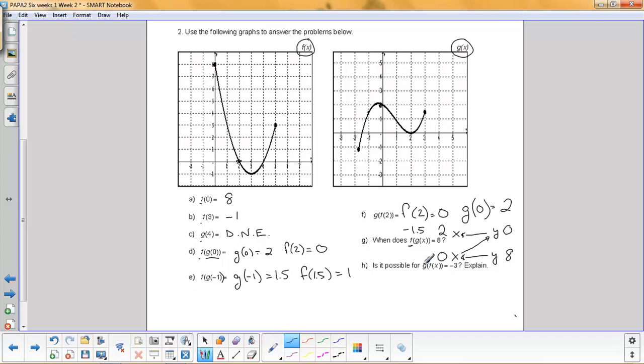Is it possible for g of x to equal negative 3? Alright, well, let's test that out. Remember, we're looking for the first value from the last value. So let's start with the output of negative 3. Negative 3 in the g function, well, that's down here. Notice that is nowhere on the line, so the answer to that question is no.